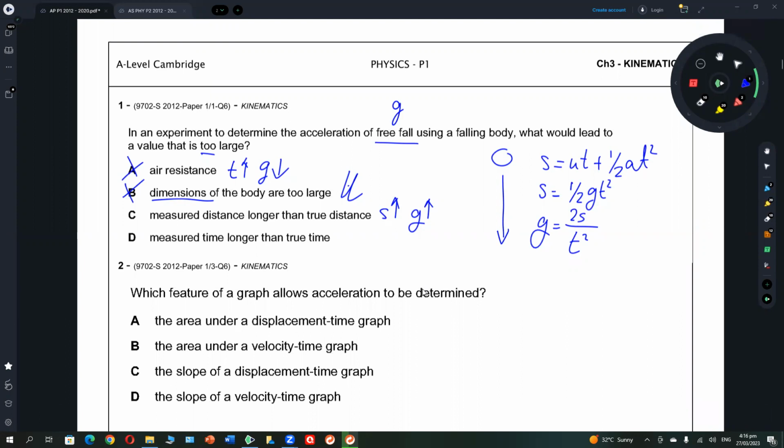Measure time greater than, measure time get longer than true time. So if t is more, g will be less. So I have worked everything, every option. Now he wants too large, bigger value of t. So what should be the answer? C. Yes.